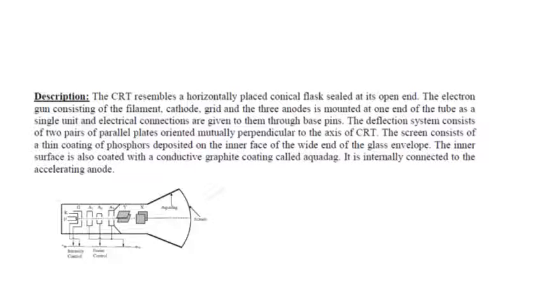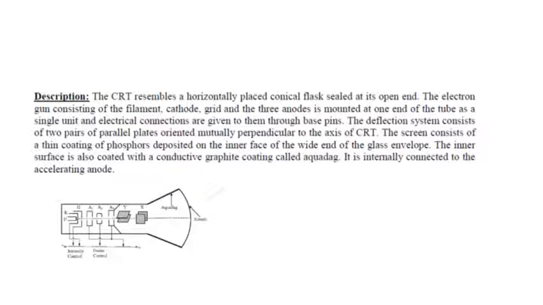After this, we have the second system, called the deflection system, in which we have two pairs of parallel plates, and these are mutually perpendicular to the axis of the CRT. The screen consists of a thin coating of phosphor. The phosphor is coated on the inner surface of the wide end. As the electrons can give fluorescence, this can be used to display.